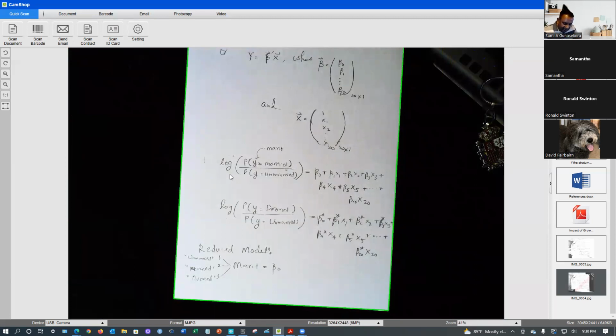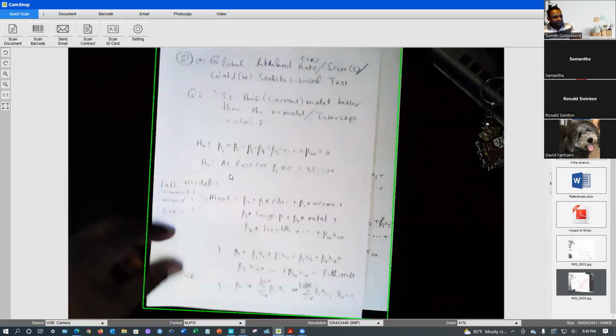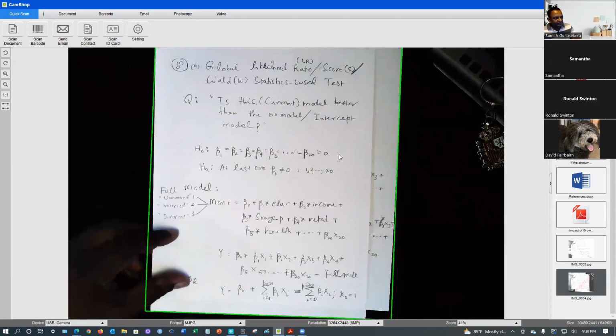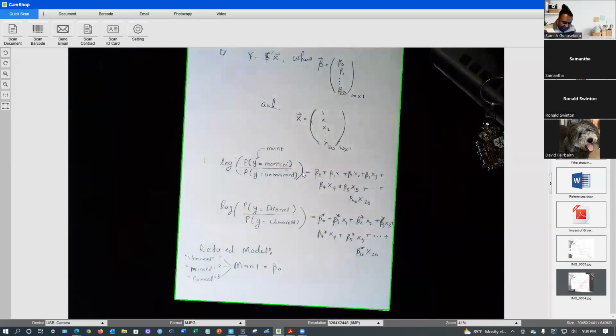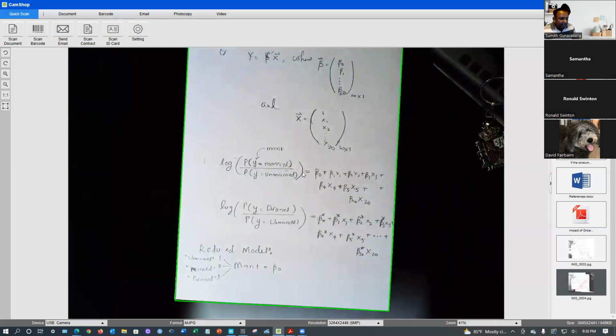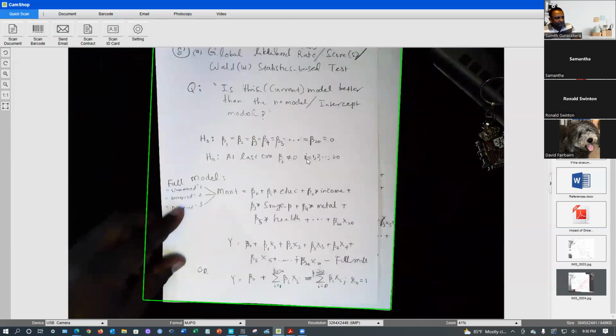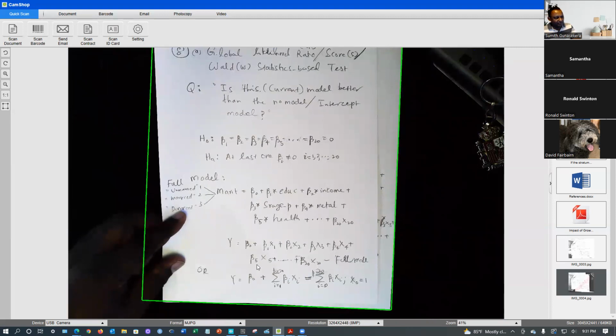It goes from 1 to 20. The null hypothesis is that beta 1, beta 2, beta 3, beta 4, up to beta 20 all equal 0, and the alternative is that at least one beta i, where i goes from 1 to 20, is not 0. If you set all these to zero, what is left over?